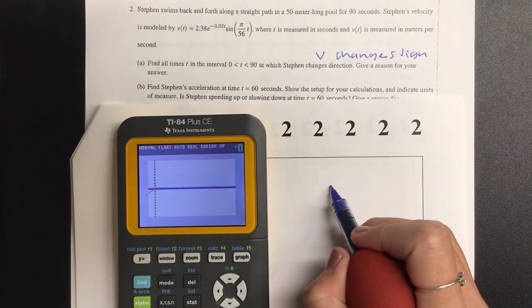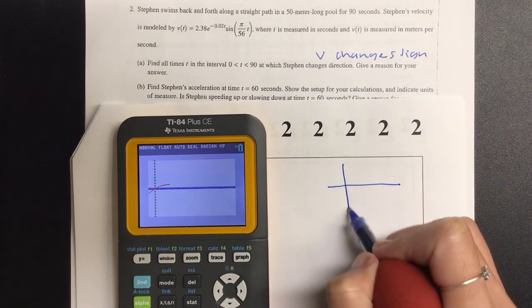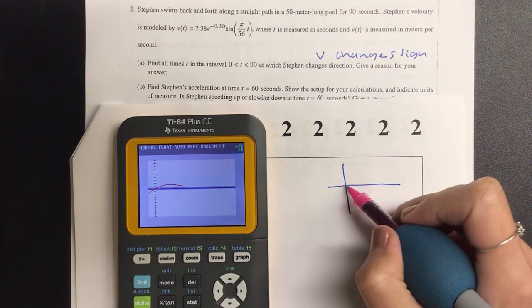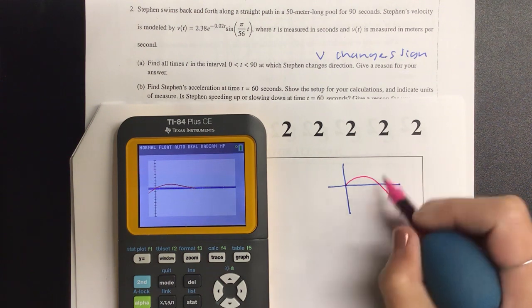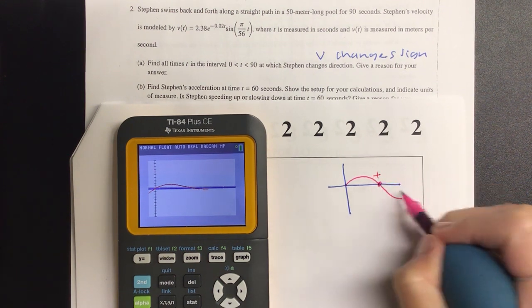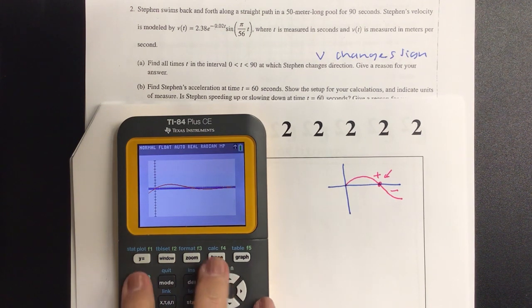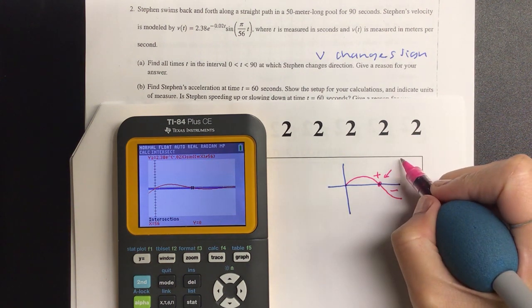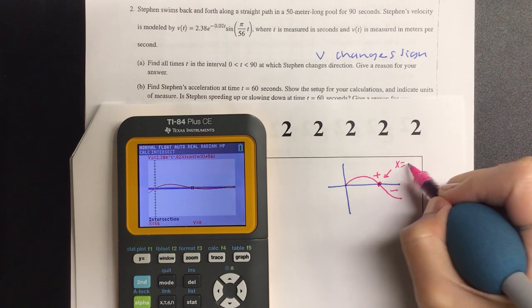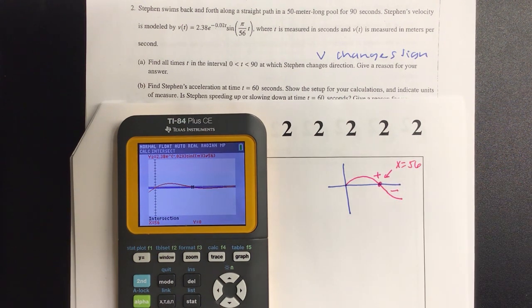And our graph should somewhat look like this. And it is changing sign from positive to negative right here, and that is when we are changing directions. So second calc, 5, enter 3 times. And it looks like it's our whole number, x equals 56. Did y'all get 56? Hopefully.